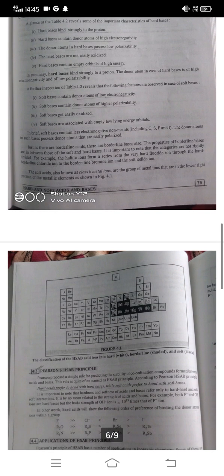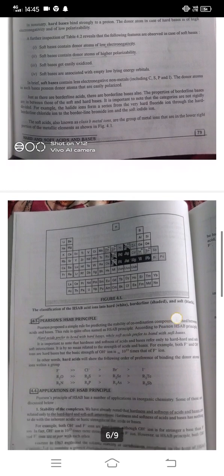Soft bases contain donor atoms of low electronegativity. Soft bases contain donor atoms of high polarizability. Soft bases can be easily oxidized. Soft bases are associated with empty orbitals lying in low energy orbitals. In brief, soft bases contain less electronegative non-metals. The donor atoms in such bases are easily polarized.